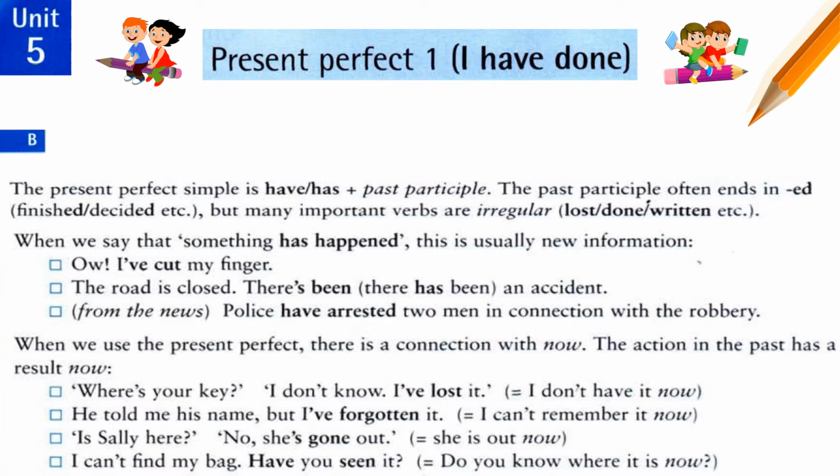Is Sally here? No, she has gone out. Which means what? She is out now. I can't find my bag. Have you seen it? Which means what? Do you know where it is now? So therefore, when we use the present perfect, there is a connection with now. The action in the past has a result now. In order to express this particular idea, we can use present perfect.